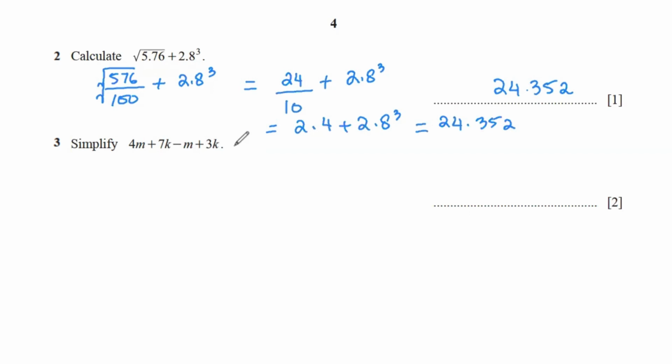Then say simplify 4m plus 7k minus m plus 3k. So this is basically collecting like terms. Like terms are terms where they have the same variable and the variables are raised to the same power. So we have two variables over here, m and k. So for m, we have 4m and minus m. So let's write that together. And then we have 7k and 3k. So you rewrite the expression by writing the like terms together. 4m minus m is 3m, and 7k plus 3k is 10k. So 3m plus 10k is the answer.